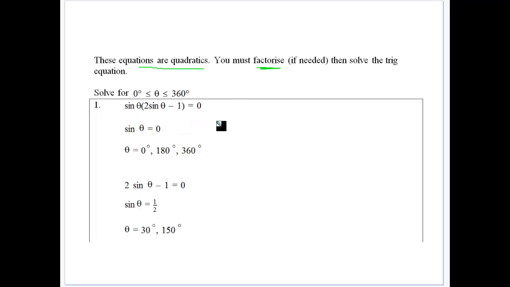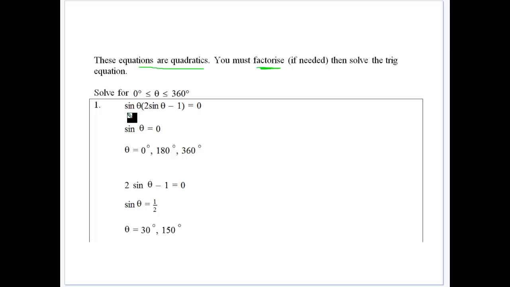Also, we're going to realise if we can have solutions or we can't have solutions. There are some we might come across that you won't have solutions for. So let's have a look at the first one. It's set up nicely because we've got sine theta outside of 2 sine theta minus 1. So we've got a product of two things equaling 0. It has to be equal to 0, like all quadratic equations.